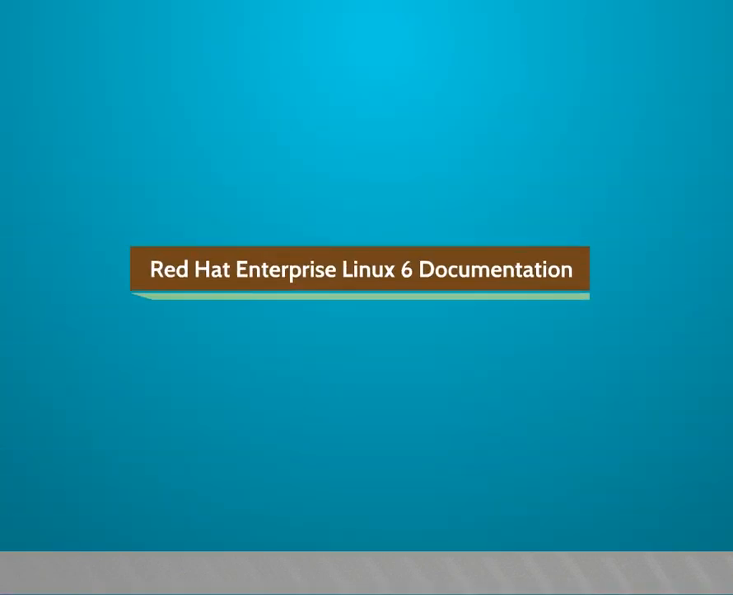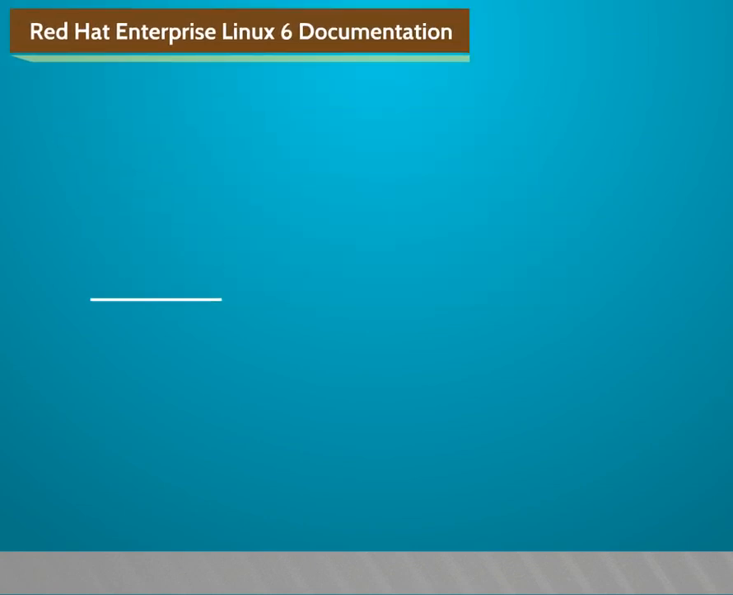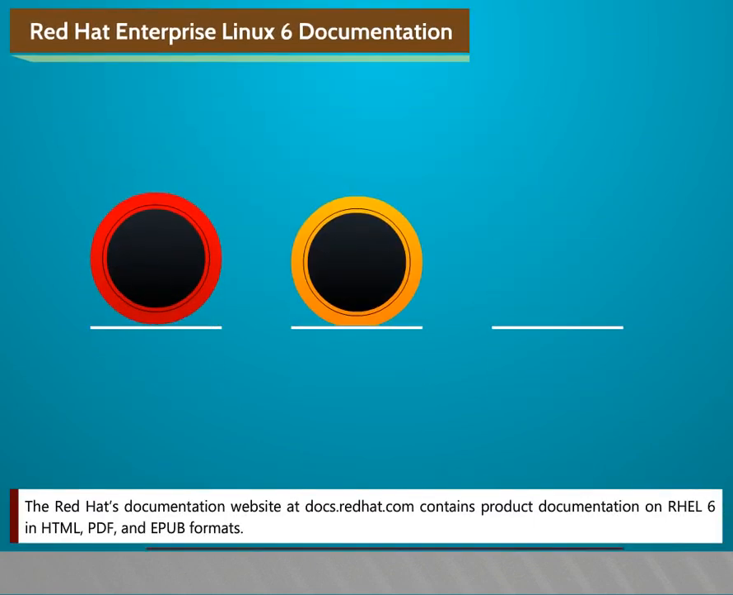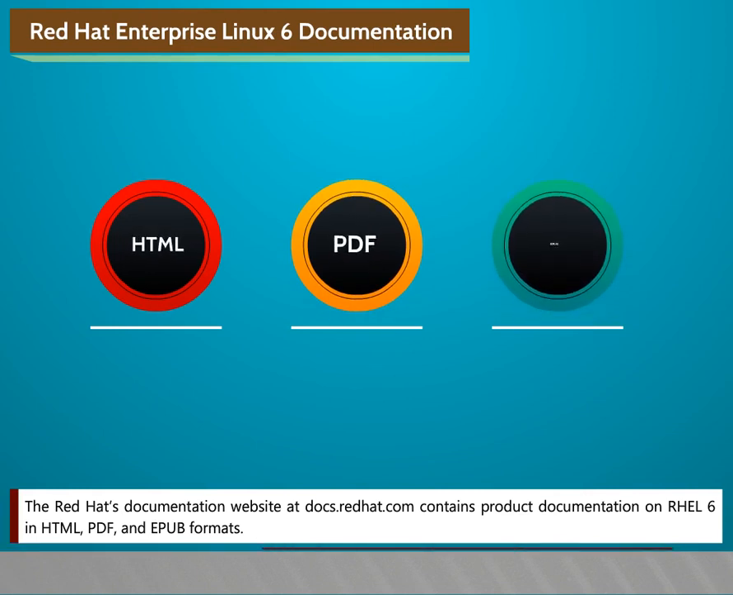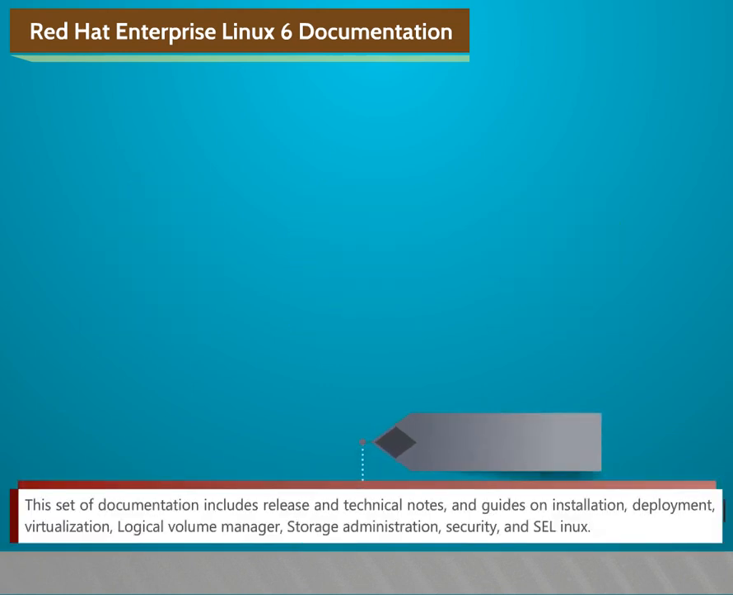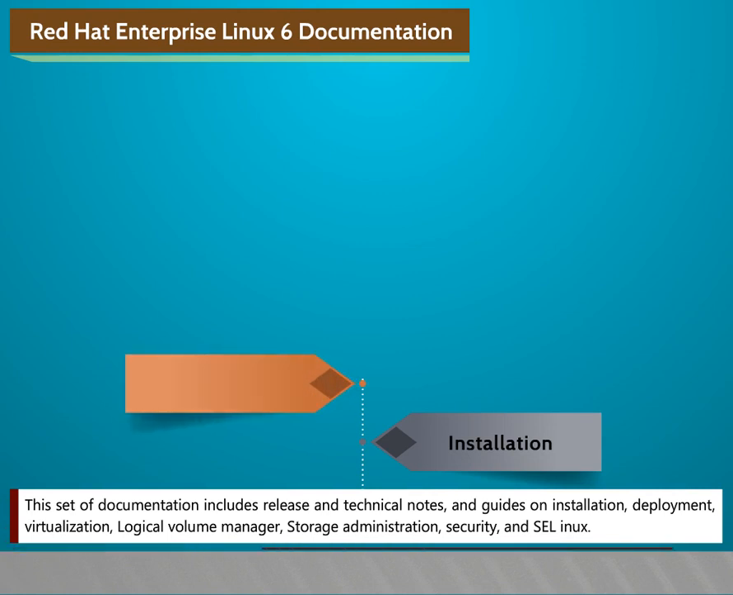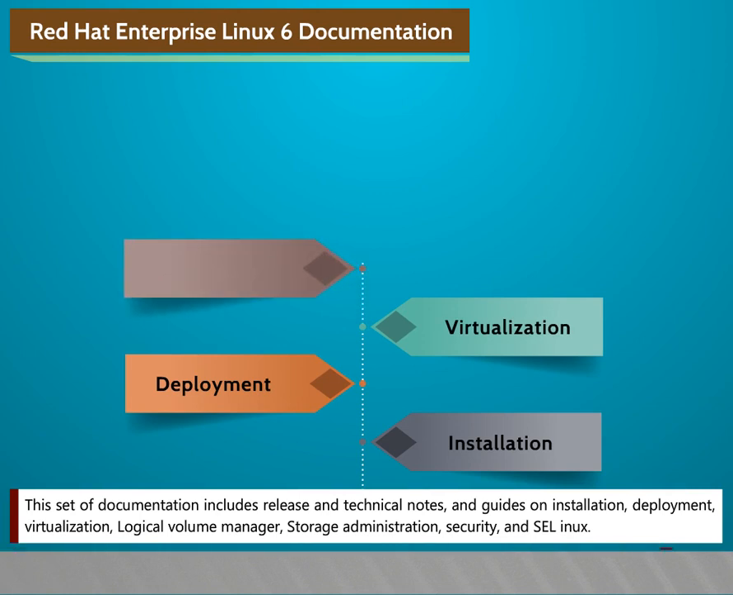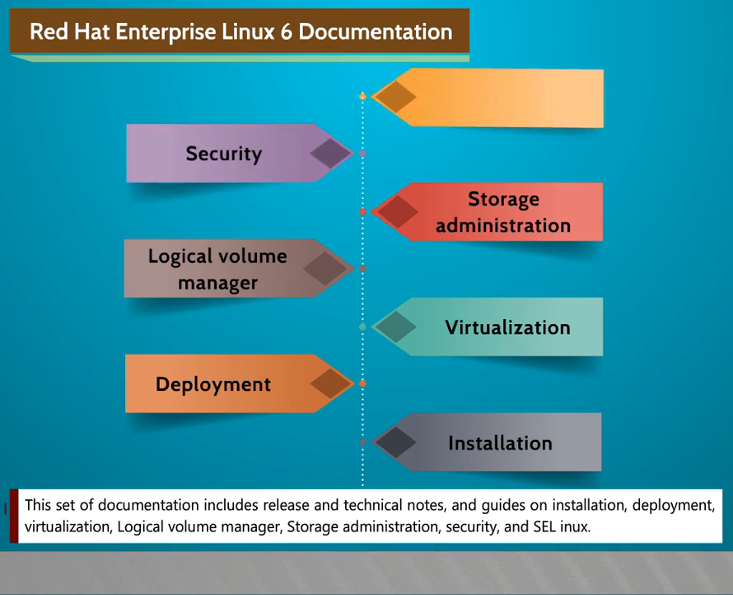Red Hat Enterprise Linux 6 documentation. The Red Hat documentation website at docs.redhat.com contains product documentation on RHEL 6 in HTML, PDF, and EPUB formats. This set of documentation includes release and technical notes, and guides on installation, deployment, virtualization, logical volume manager, storage administration, security, and SELinux.